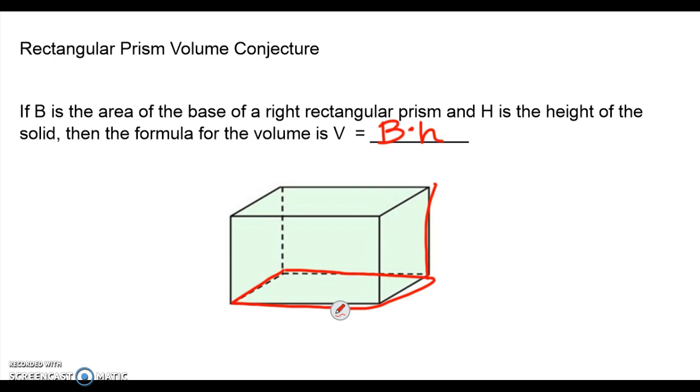Now I know a lot of you know it as length times width times height. But we do not really use that anymore. Yes, in order to find the area of the base, we take length times width, and then obviously we multiply by the height, but we use this so that we can use it for other prisms as well.